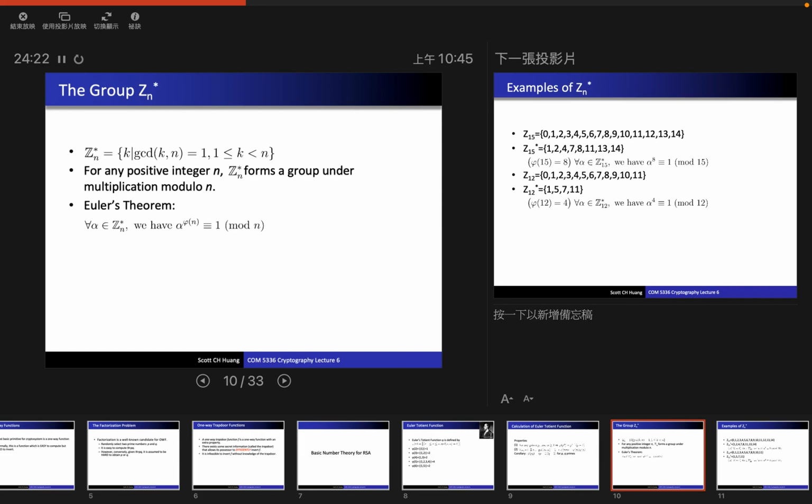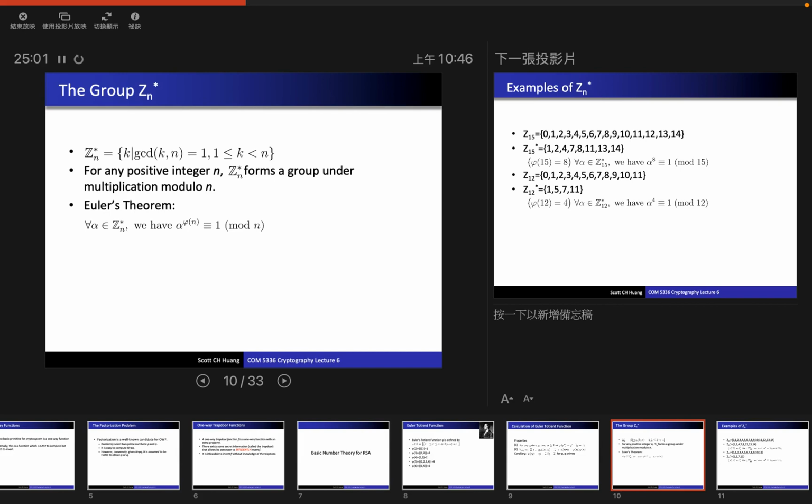It's a little difficult to memorize because these definitions are not very straightforward. If you take any element of this group, in this case we only have 4 elements, we calculate alpha to the power of phi n, and that number mod n must be 1. It's not very easy to memorize this.